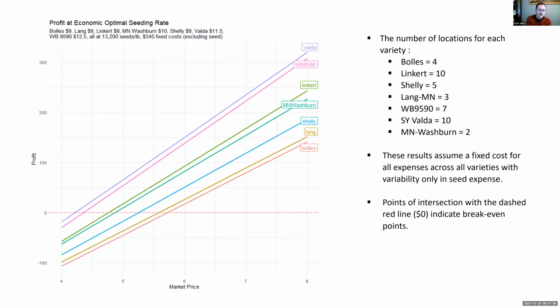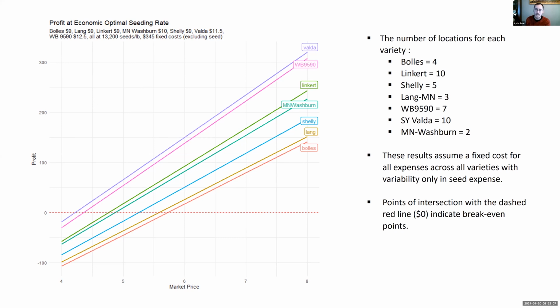One thing I did with this then is I thought it might be interesting to dig into the question about profitability. What I did here is I took a fixed cost. Since we're talking about increasing or decreasing a treatment with seed, and seed costs money, we could fix costs across the board. I did that here. I used, I think, 345 was the fixed cost. And I did also fix the total number of seeds per pound, about 13,200. And then I looked at, for various market prices, what could profits look like.